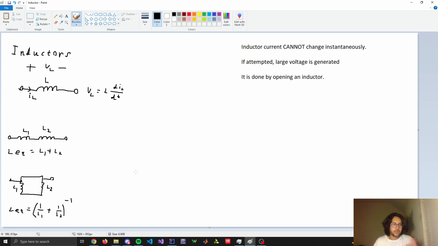And so now for an inductor, it's the current that cannot change instantaneously. If you try to do that, see di over dt, if we try to change IL instantaneously, we're going to be taking the derivative of a very steep line. So VL would also be a very large number because L di over dt would be very large. And you can do this by opening an inductor.